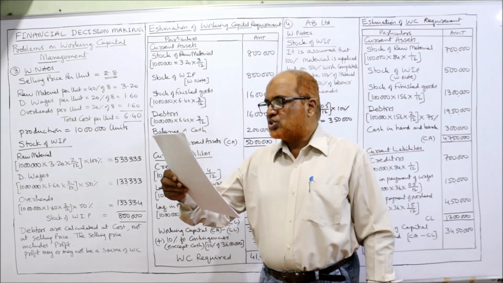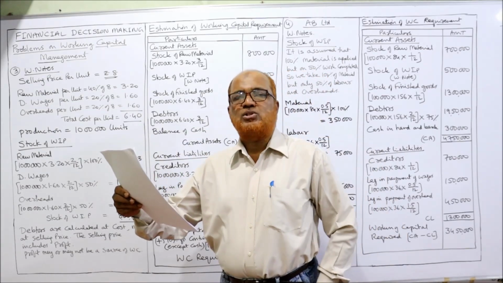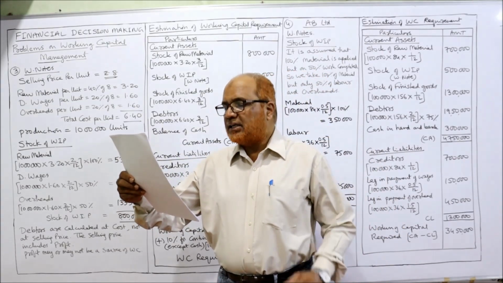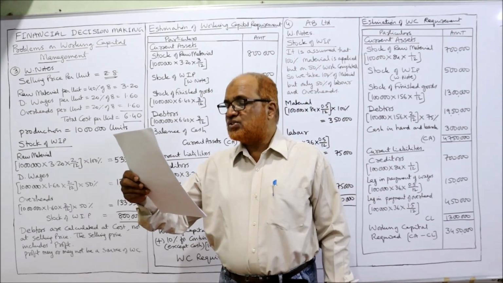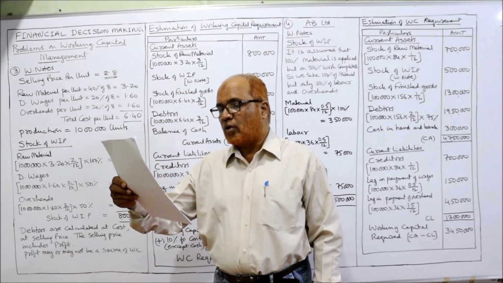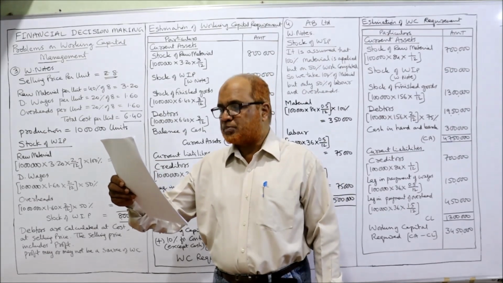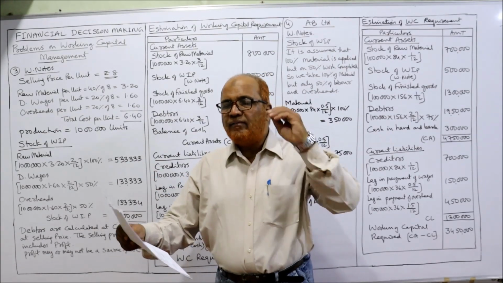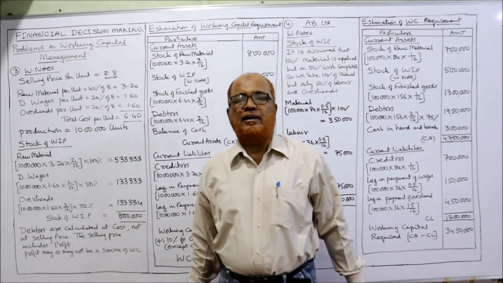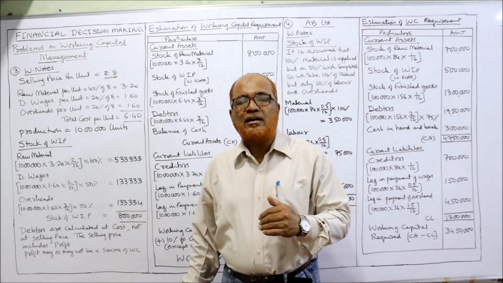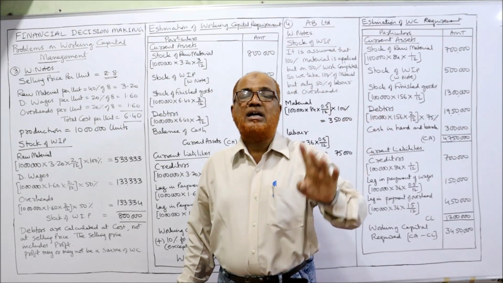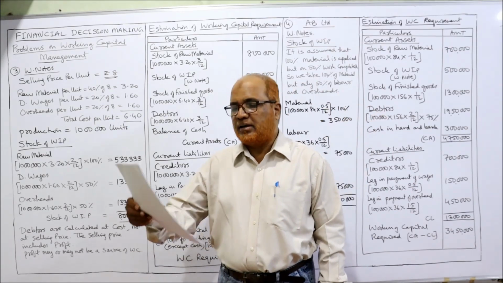Then finished goods remain in the warehouse for 3 months. Stock of finished goods is 3 months. Credit allowed by creditors is 4 months from the date of delivery of raw material, and credit given to debtors is 3 months from the date of dispatch. So we are allowing our debtors a 3-month credit period, and we are getting a credit period of 4 months from the creditors. Creditor is a liability.